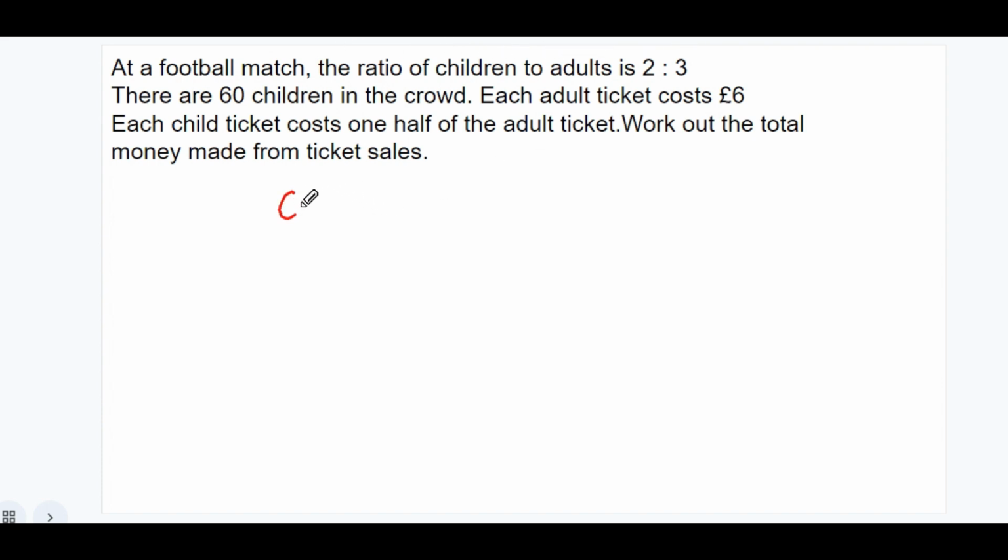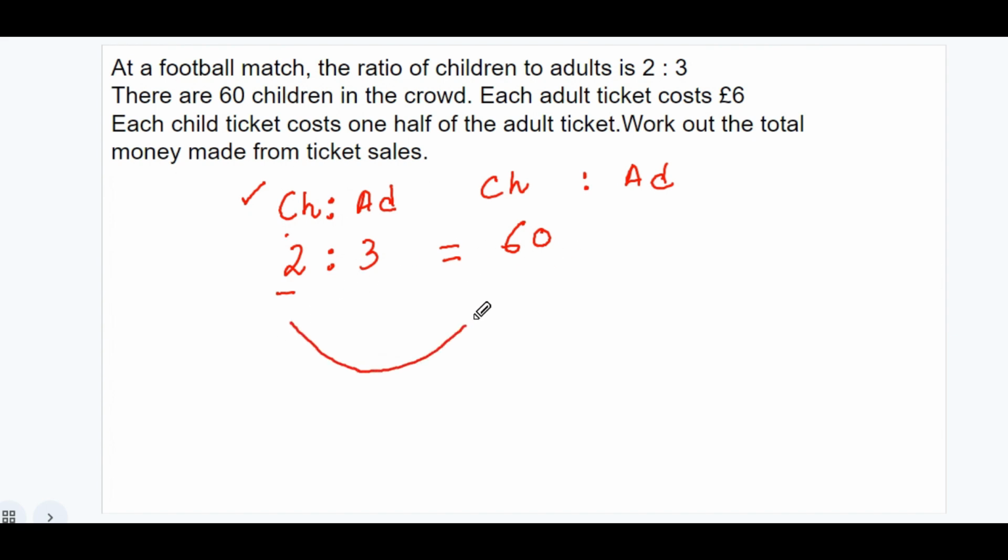So first of all, you need to write all of your information one by one. So the ratio is 2 to 3, and the next thing you are told is there are 60 children in the crowd. It means you are given the number of children. So as I told you in the last class, in ratio questions, when you are given the number of one thing in your ratio, for example the number of children, you can easily find the number of adults. Now how? You need to find that 2 times what number gives you 60.